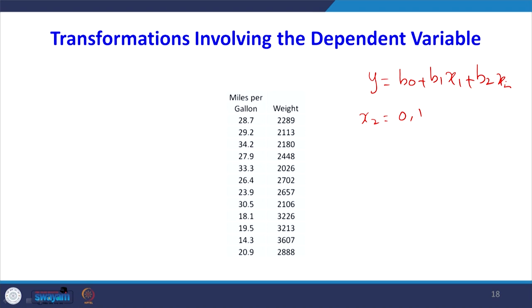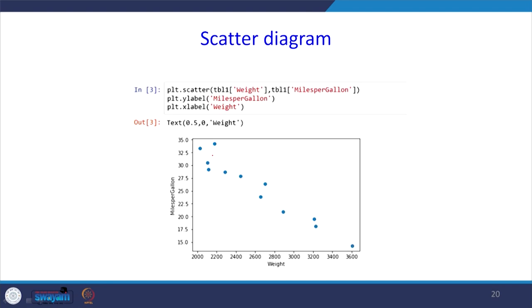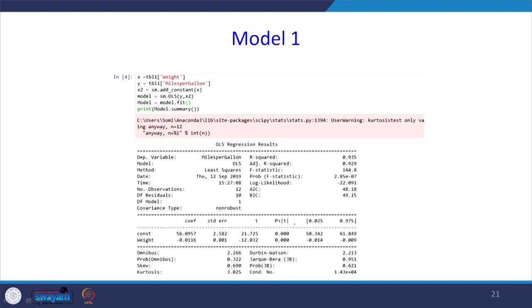Now, there may be a situation that your y variable also has to be transformed. Suppose the miles per gallon is your y variable, and weight is your independent variable. Suppose you do the regression analysis for this data set, you see that there is a negative relationship. When the weight increases, the miles per gallon decreases. There is a negative relationship in the scatter plot.